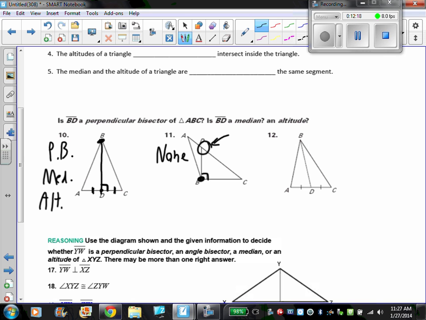And this one over here, number 12, well, we don't see any right angles, so we can't do anything with perpendicular bisector or altitude, but we do see that the line segment starts at B, goes to D, and cuts AC in half, making this a median.